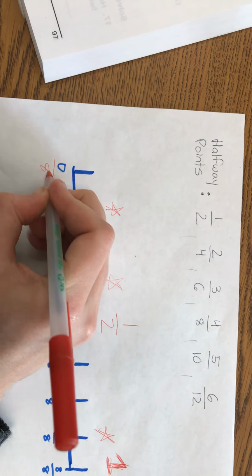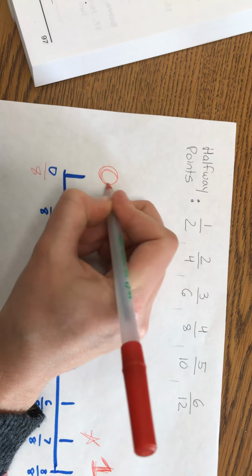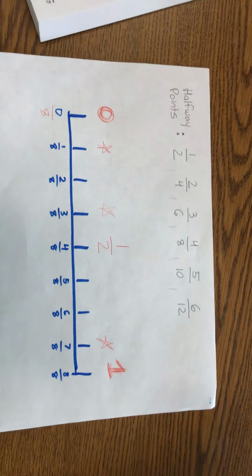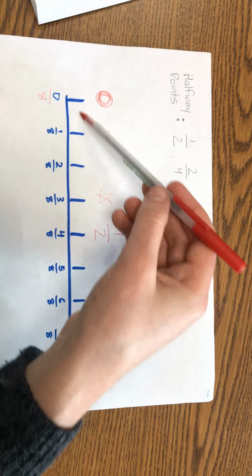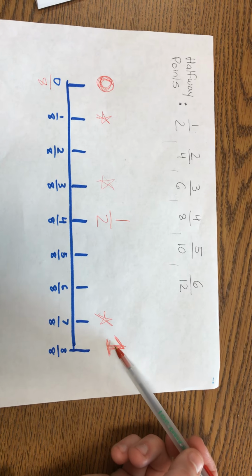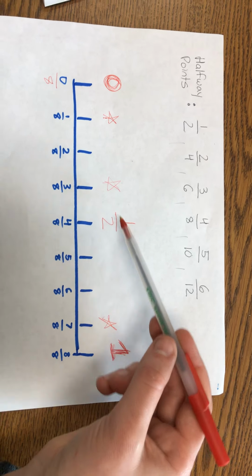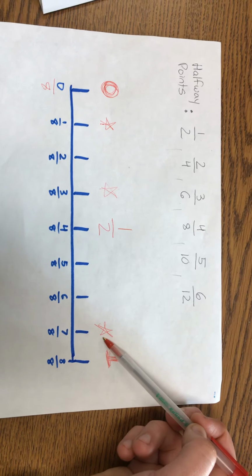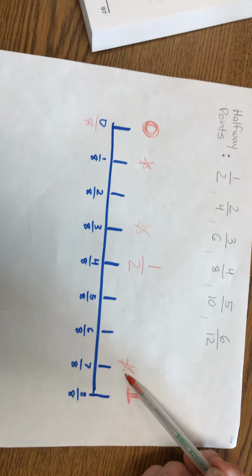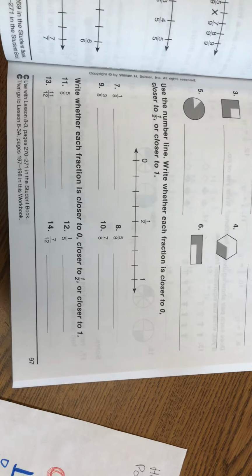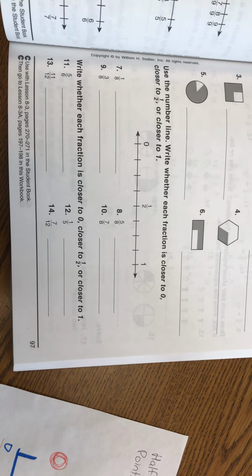0/8 here is the exact same thing as 0. I'll write that big and bold to remember. Those are our reference points. So once again, the number line goes from 0 to 1. Half is exactly in the middle, and we compare different fractions to see what they're closest to. So with that information, I think you should be able to do the rest of page 97.